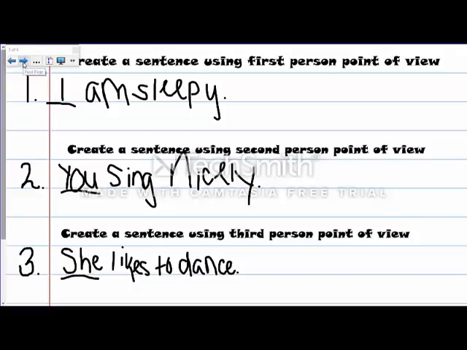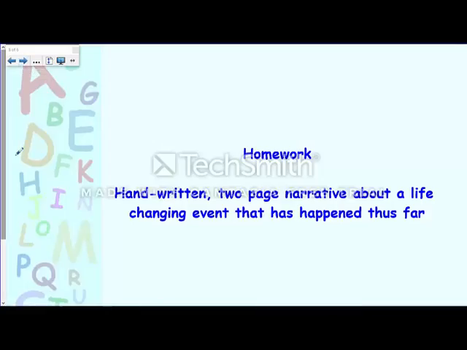Now, last but not least, we're going to discuss your homework. Your homework is a handwritten 2-page narrative about a life-changing event that has happened thus far. I know you guys are only in 7th grade, so I know that nothing too detrimental has happened in your life thus far, but I want you to write about something that has highlighted your life, or that's happened to you and you just think it's so cool, just something like that. Anything that you want to talk about that is about your life.